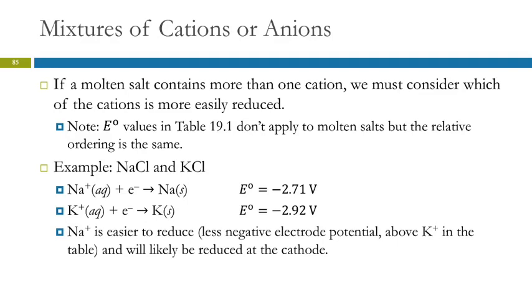So if we look at a mixture of sodium chloride and potassium chloride, we can look up the electrode potentials for sodium and potassium. So to reduce sodium is 2.71 volts, and reducing potassium is 2.92 volts. So it's easier to reduce sodium than it is to reduce potassium. So most likely you will get sodium metal instead of potassium metal out of that reaction.